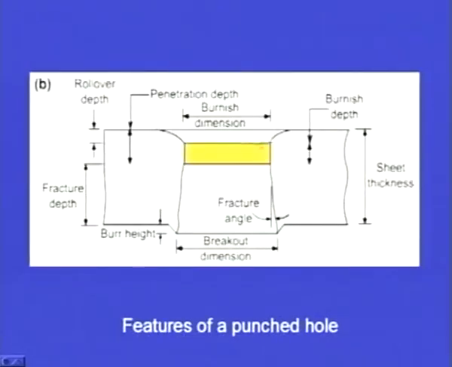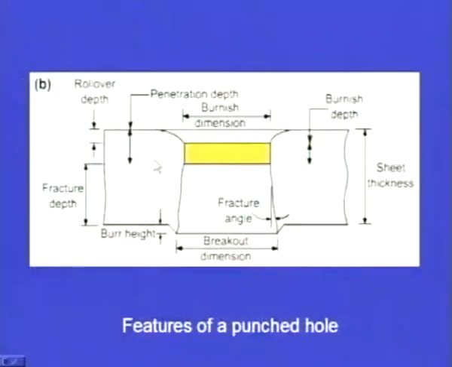This is another diagram showing the die and punch arrangement. Here we can see the sheet thickness. There is a rollover depth, this portion here. Then there is a burnish depth, shown by this yellow portion. Then there is a breakout dimension. There is also a burr height, which is formed when the punch goes through. Burrs later have to be removed after the shearing process has been completed.